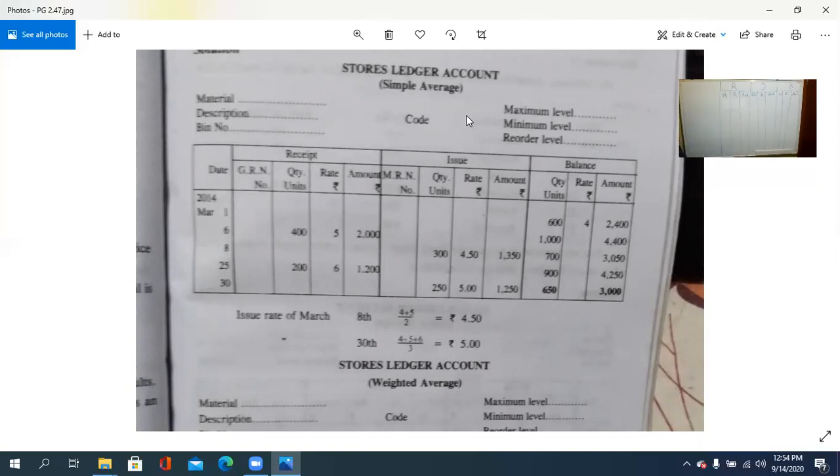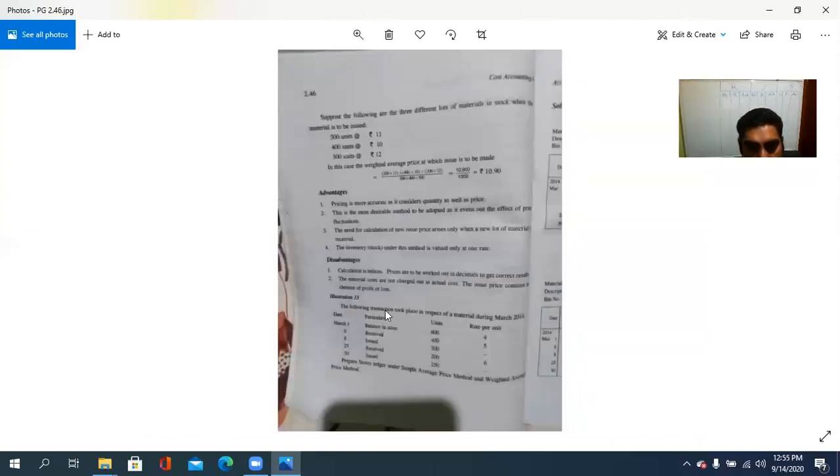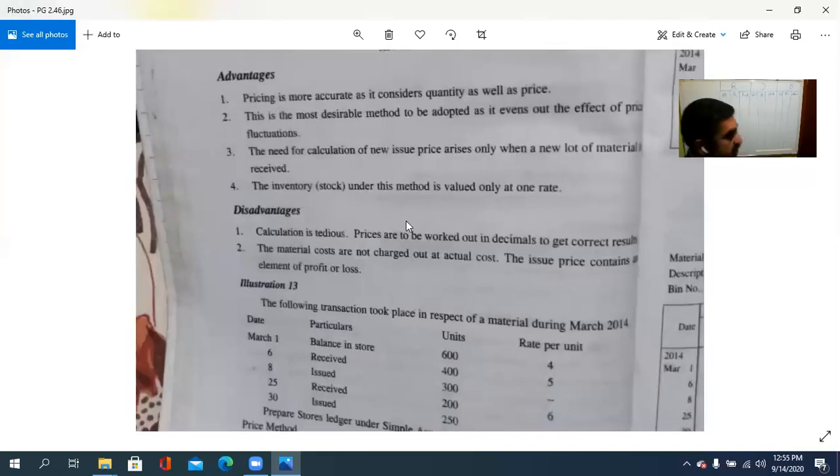Then, first, the opening: what is that? Balance is 600 at the rate of rupees 4, that is 2,400. On which day is it? March 1. Okay, March 1, that is 600 at the rate of rupees 4.